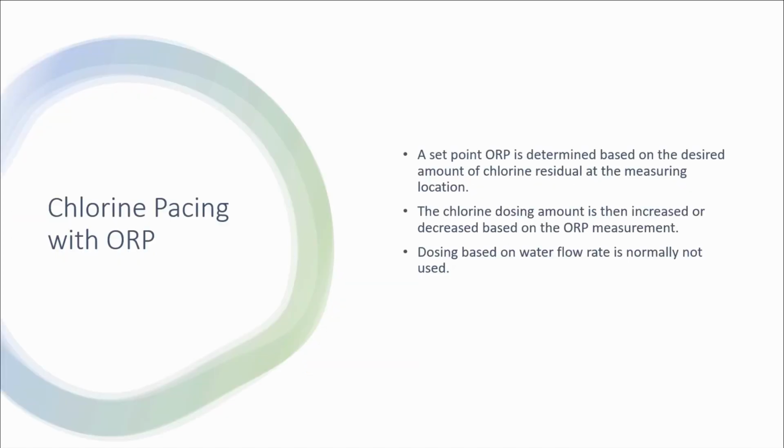Chlorine pacing with ORP. So basically, a set point ORP is determined based on the desired amount of chlorine residual at the measuring location. So this is really, every plant's can be a little different. Yes. What do you really need at that location? So you'll be using some chlorine residual sampling and your new ORP probe to kind of set that up.